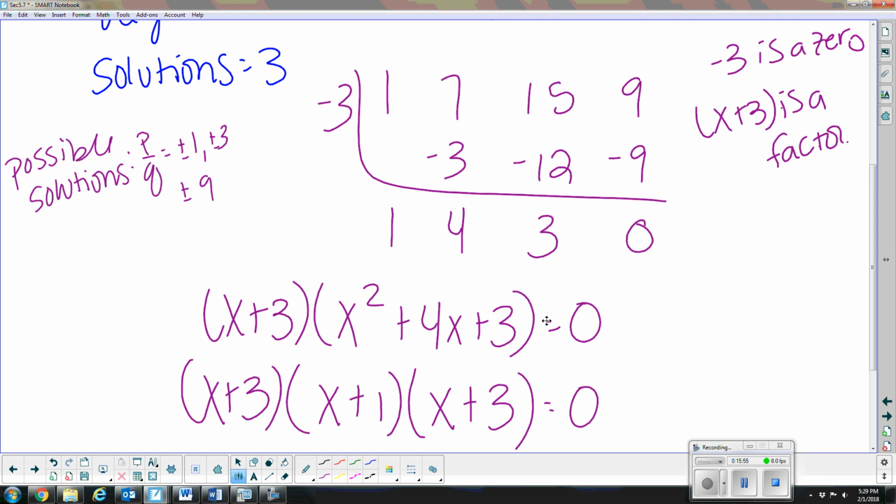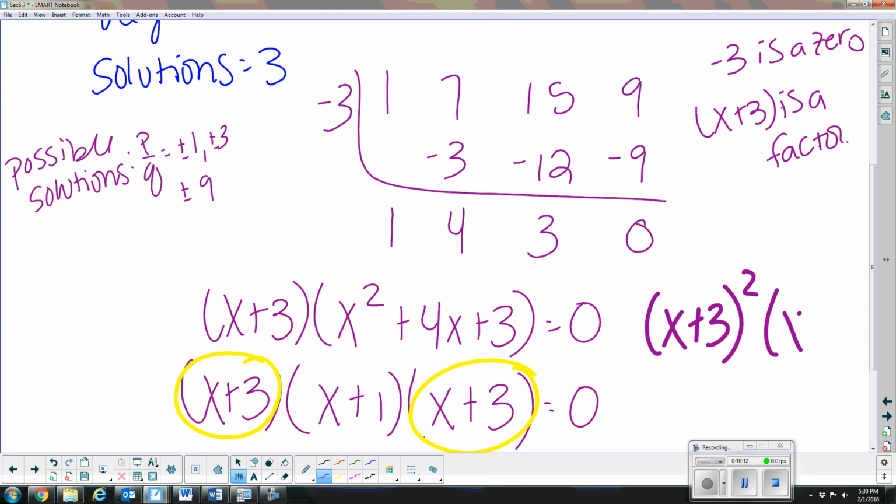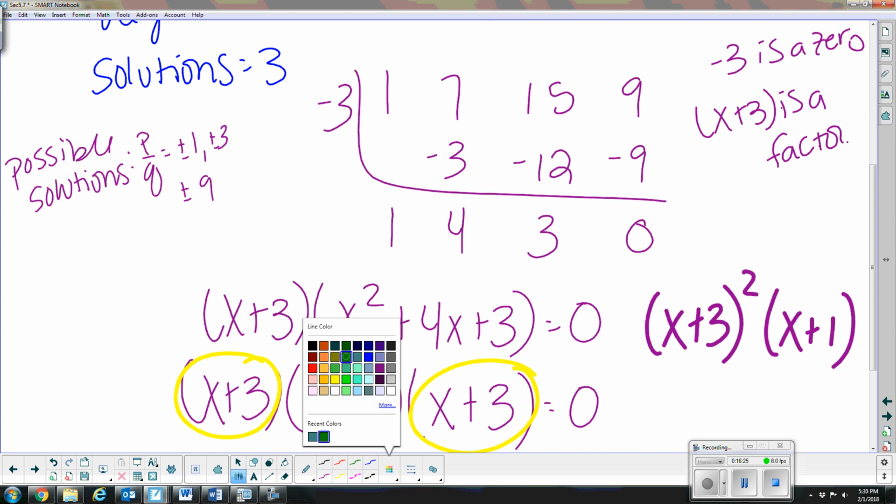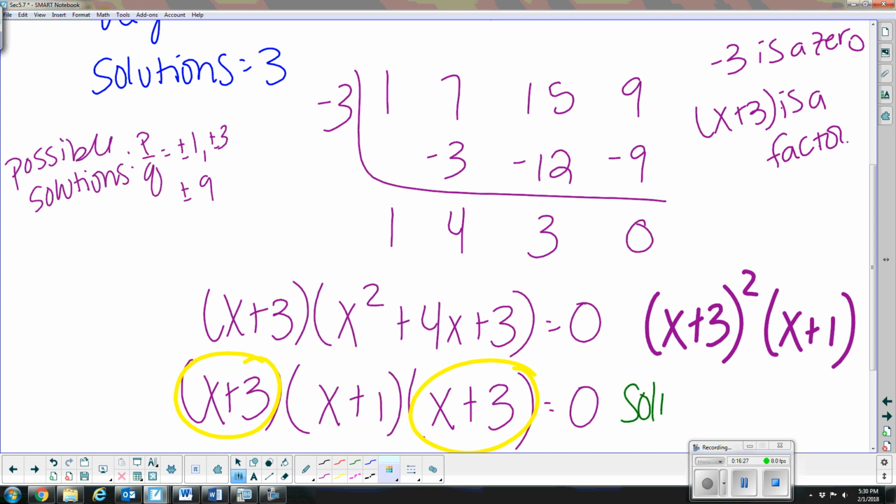So I have 3 zeros, and in this case, they're all real numbers, but one of them is a repeated solution. So x plus 3, x plus 3. So that's x plus 3 squared times x plus 1. So since x plus 3 is squared, it's a repeated solution, I have to count that -3 as a solution twice. So my solutions, because I have to have 3 of them because it's a third degree polynomial, I have -3, -3, and -1.